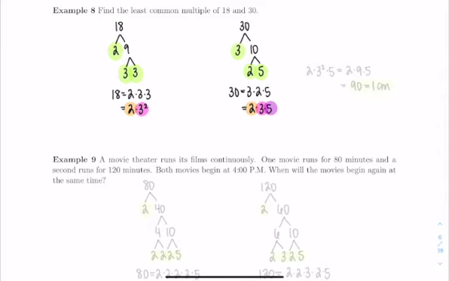So out of the 2's, we're going to take just 2 because they're both raised to the first power. Out of 3, we're going to take 3 squared. And for 5, we only have one choice, which is 5. So we have 2 times 9 times 5. And when I multiply this all together, I end up with 90.